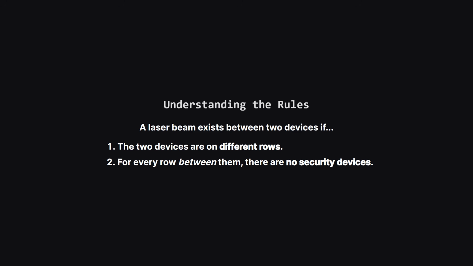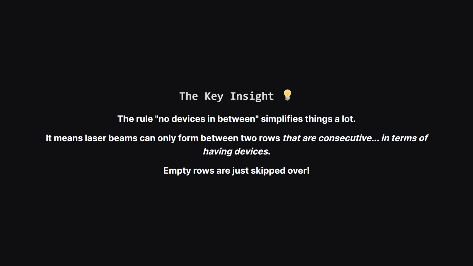Now there are two specific rules for a laser beam to exist. First, the two devices have to be on different rows. Easy enough. But the second rule is the important one. For any two rows we're considering, all the rows that are physically between them must be completely empty. No devices allowed. This no devices in between rule is actually a huge clue.